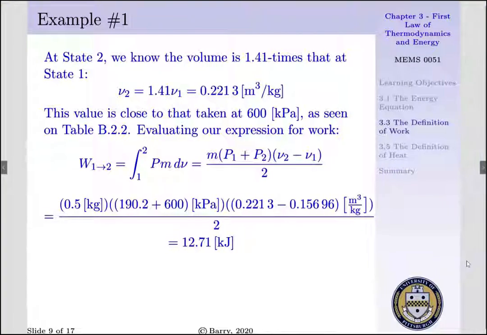If we substitute in our values, we have a mass of 0.5 kilograms, our pressure at state 1 is 190.2 kPa, and our pressure at state 2 is 600 kPa. Our specific volume at state 2 is 0.2213, and our specific volume at state 1 is 0.15696 meters cubed per kg. And thus, this particular configuration is producing 12.71 kilojoules of work.